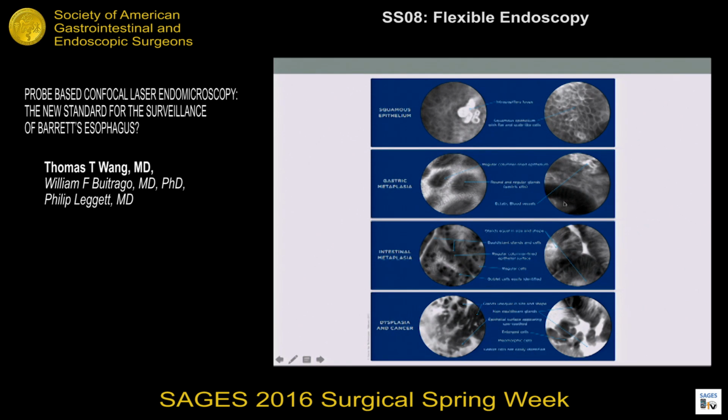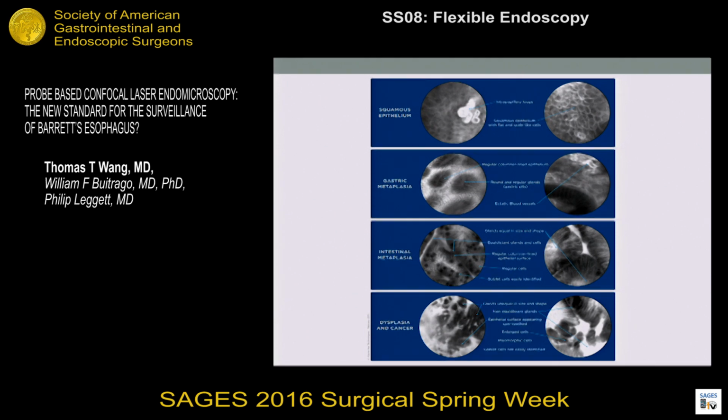For the diagnosis of the spectrum of disease extending from squamous to eventual dysplasia, there are validated image criteria, first presented at the Miami conference and now the Kansas criteria. But what I want you to focus on are the last two categories, because this is where your clinical decision-making is going to change. For intestinal metaplasia, what we're looking for with these optical biopsies is the presence of columnar epithelium, and more importantly, the presence of goblet cells.